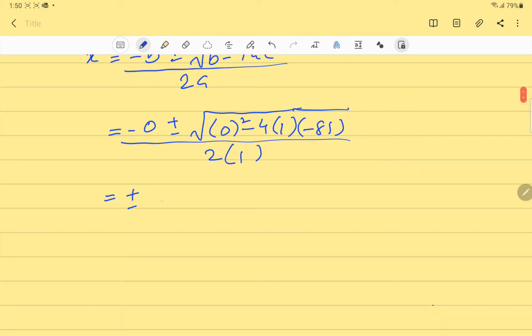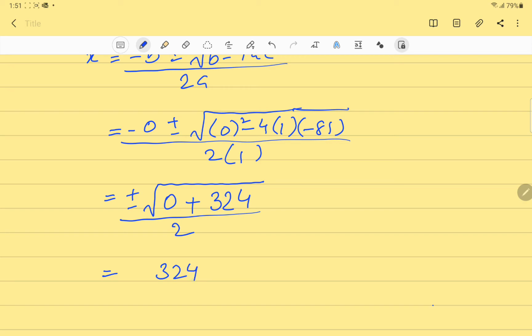We are left with plus minus the square root of 0 minus, minus 324, plus 324 actually, because there are two minuses, minus into minus will be positive, over 2. So square root of 324 over 2.